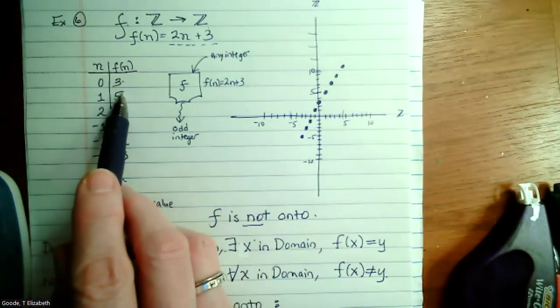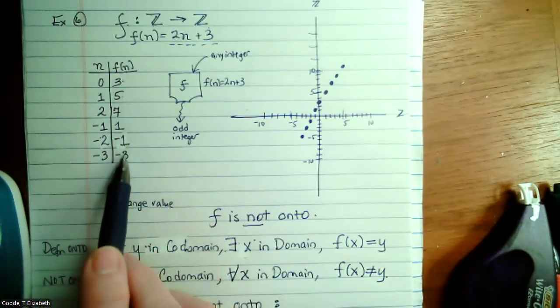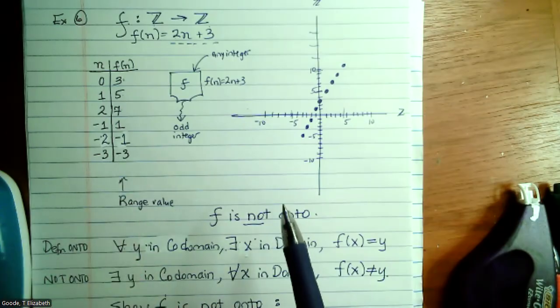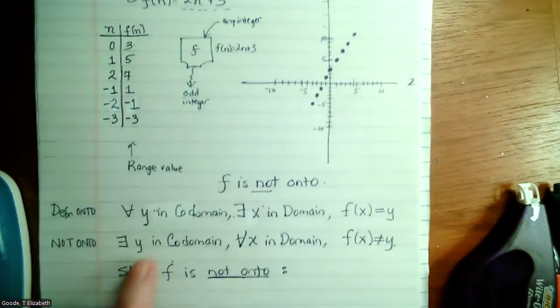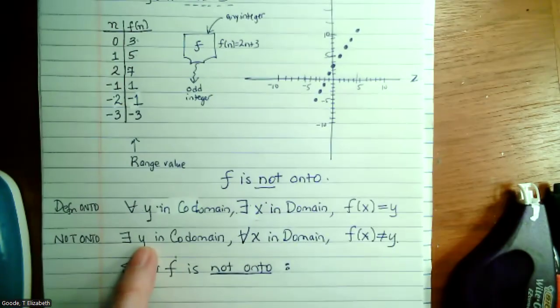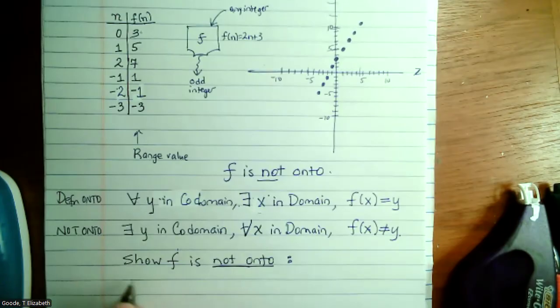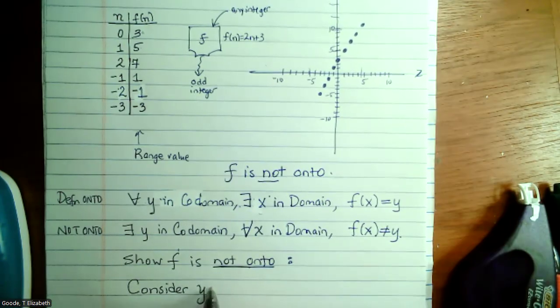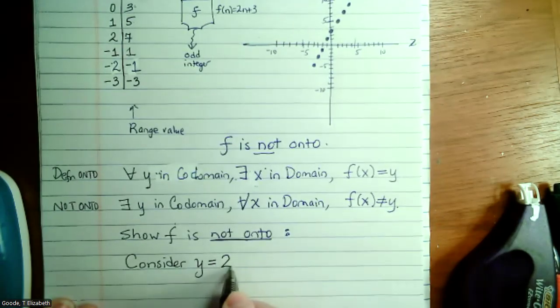So, what did we just notice about the Y's that come out of this function? They're all odd. So, what do you think we should pick for a Y that we're going to be able to use to show that this F is not onto? Any even number. Yeah, so consider, what's your favorite even number? Let's use two. Okay, consider Y equal 2.